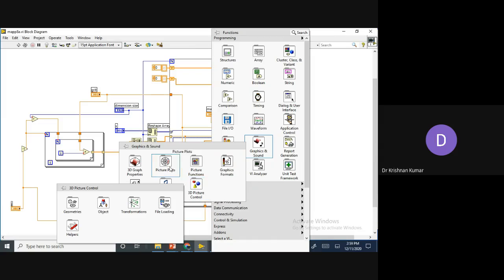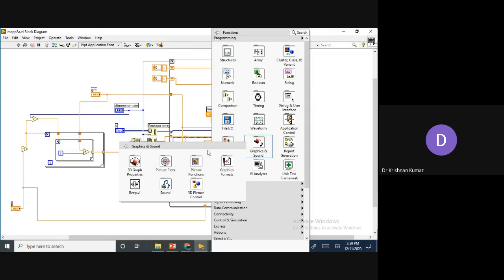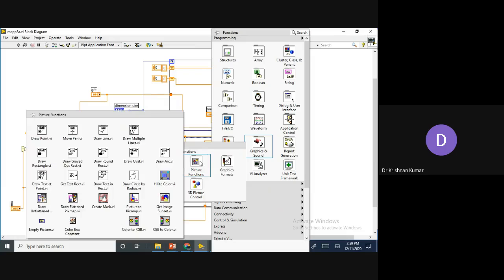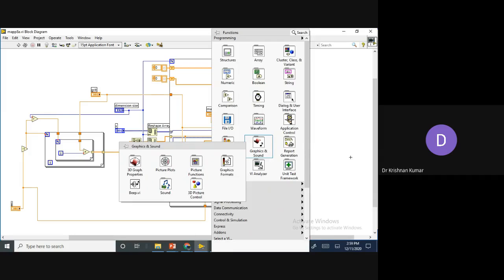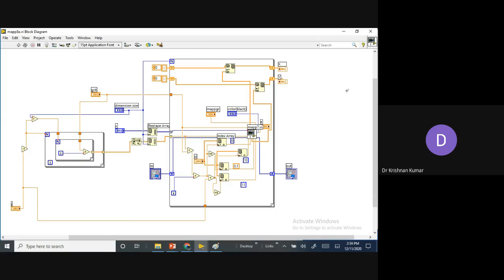A graph, a picture node, and all picture functions. So where you want to put, everything is coming over here. So with these tools you are able to draw the complete mapping. So the first principle is a mathematical principle. After that you are going for the graphical principle. So that is the way this coding has been developed.